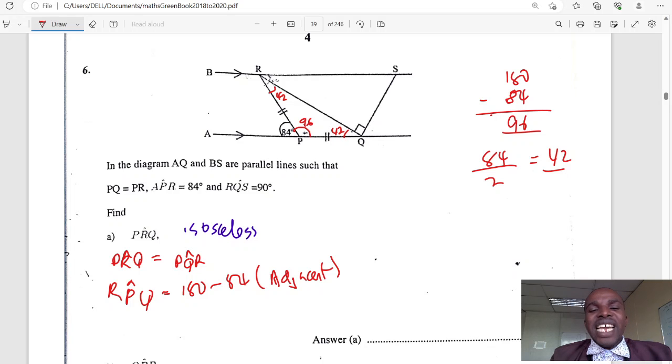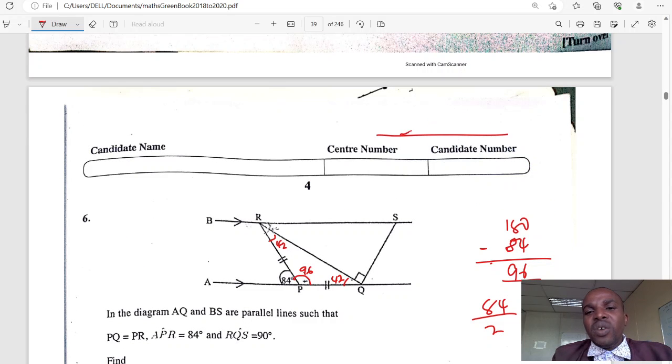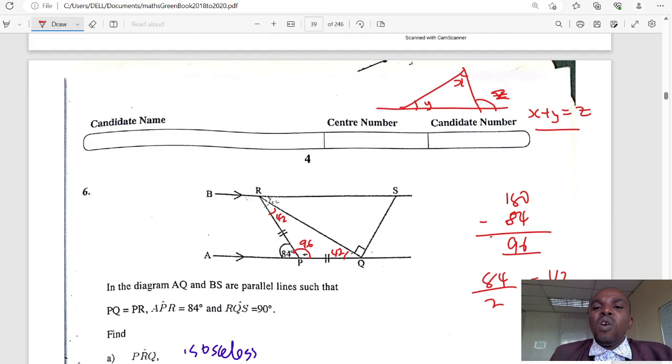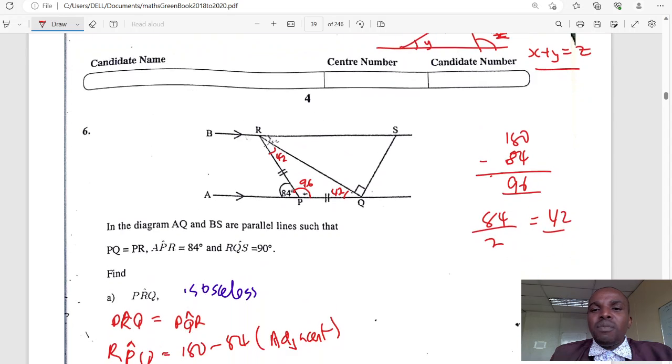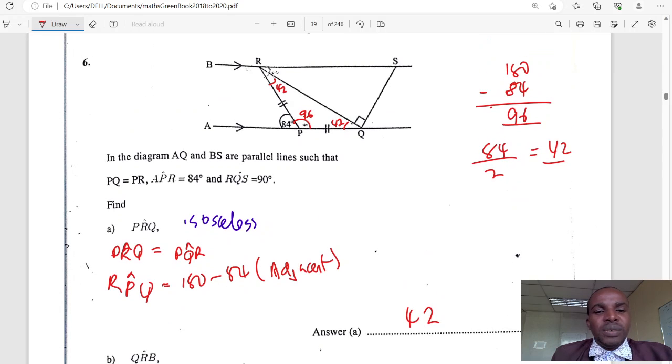Or you can use the exterior angle of a triangle is equal to the sum of the opposite interior angles. If you have a triangle like this, with interior angles x and y, and the exterior angle z, then x plus y is equal to z. So the exterior angle of a triangle is equal to the sum of the opposite interior angles. So this angle is supposed to be 42. It's PRQ, 42 degrees.